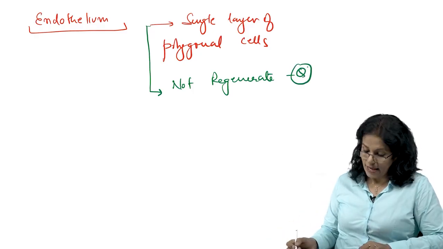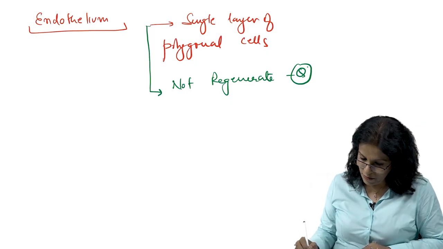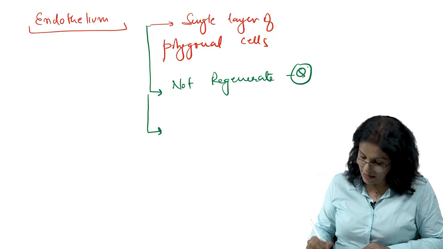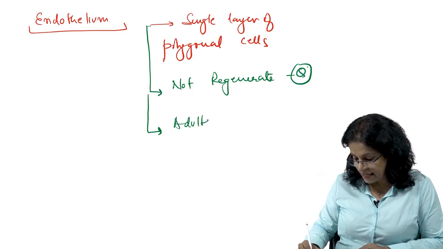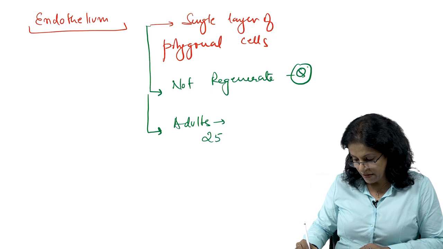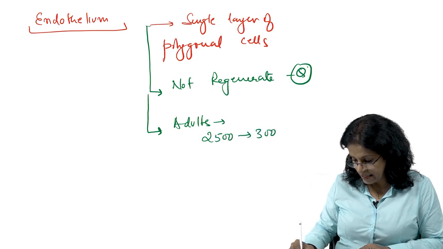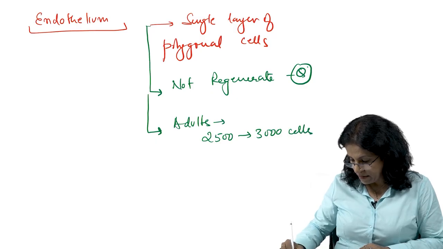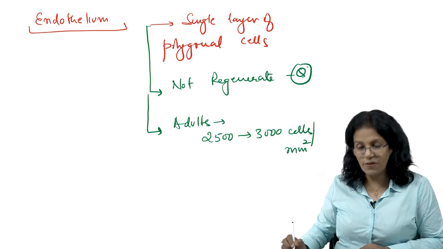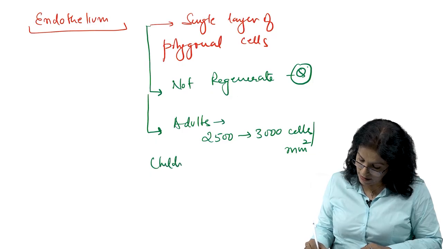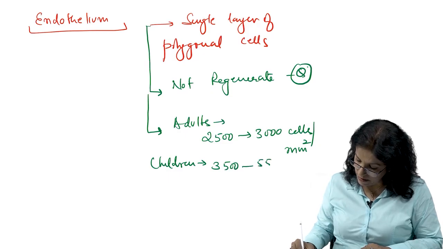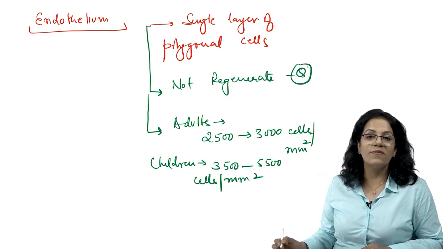Right? Okay. Another important thing that we have to know, because it doesn't regenerate, the normal number of endothelial cells is very, very critical. Normal number in adults, we will learn it as 2500 to 3000 cells per millimeter. It is square, not cube. Okay, all of you? It is per millimeter square. And if you talk about children, we will learn this as 3500 to 5500 cells per millimeter square. Right, all of you?